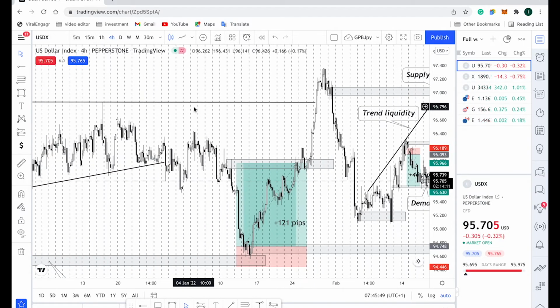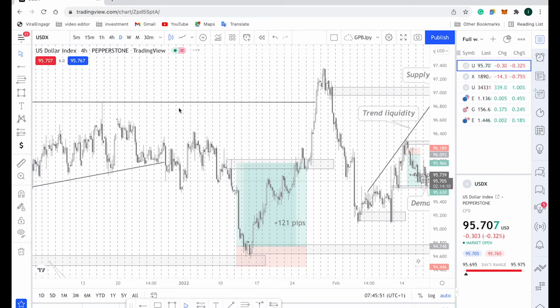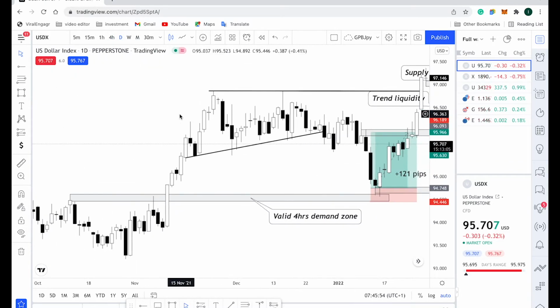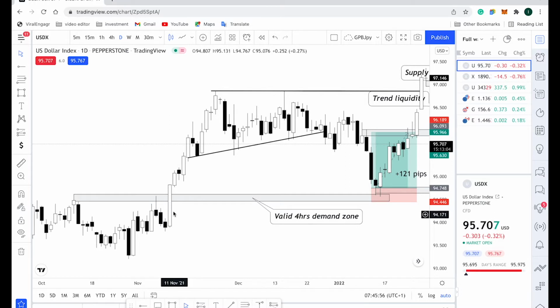Now, an area of demand is a place. Let me move this to the daily so you get what I'm saying. An area of demand is a place where the market bought from previously. It's a form of massive buying. So mentally, people are going to take note that if the market gets to such an area again, they should be expecting such a move.